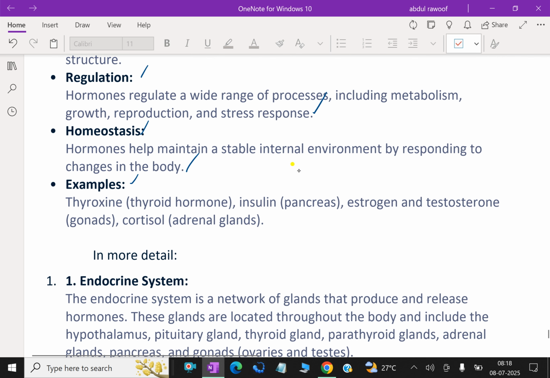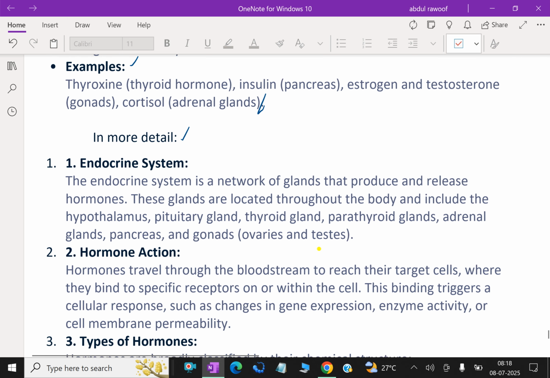Some examples: thyroxine, that is thyroid hormone; insulin, that is pancreas; estrogen and testosterone, gonads; cortisol, adrenal glands.